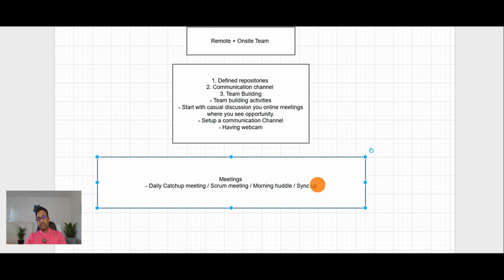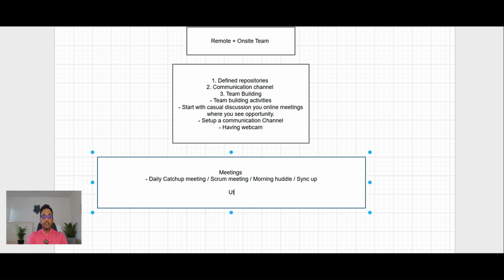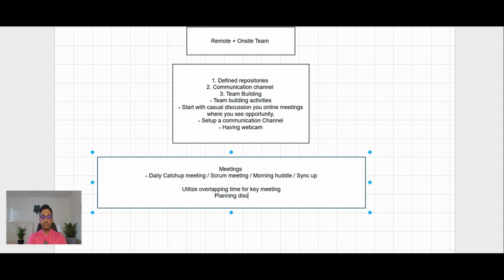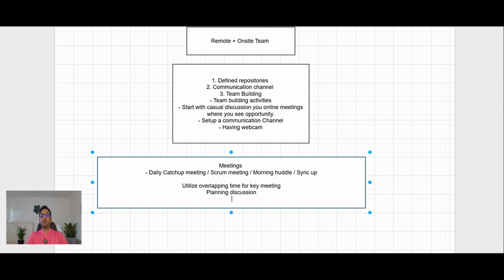And then, as I said, if you have overlapping time, utilize it for key meetings. Key meetings include planning discussions, where the entire team should be in the planning so they know what our goal is, what we are thinking about, and what we have to complete. If you are using agile Scrum, what is the goal for this sprint, what is the goal for this spike. If you can, do these planning discussions in that overlapping time.